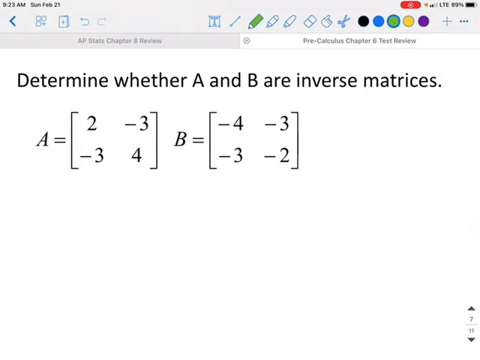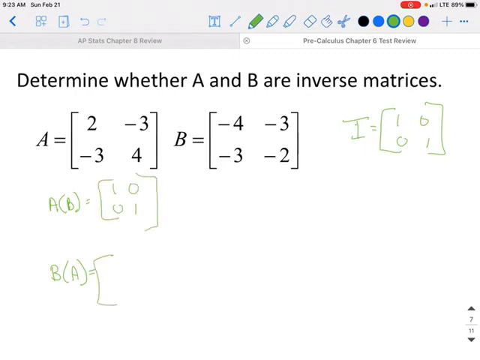Determine whether A and B are inverse matrices. To check this, you need to do matrix A times matrix B, and you need to end up with the identity matrix. For a 2 by 2 matrix, remember the identity matrix will be 1, 0, 0, 1. And you need to do matrix B times matrix A, and that also needs to be the identity matrix. Now you can type this directly into your calculator, put matrix A in, put in matrix B, you do matrix A times matrix B, and you will see the first one looks like this. And then we can do matrix B times matrix A, and you will get this. So these are, in fact, inverse matrices.